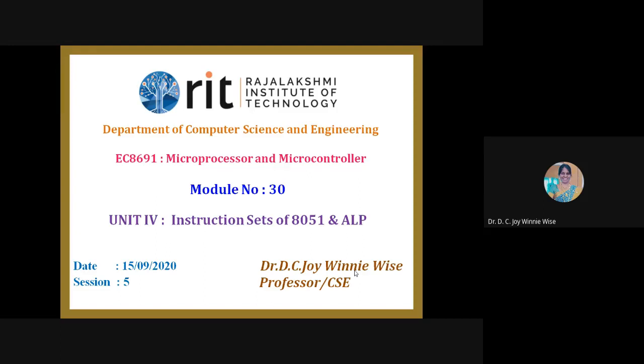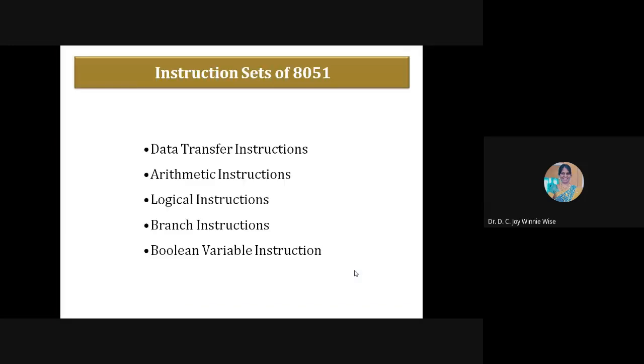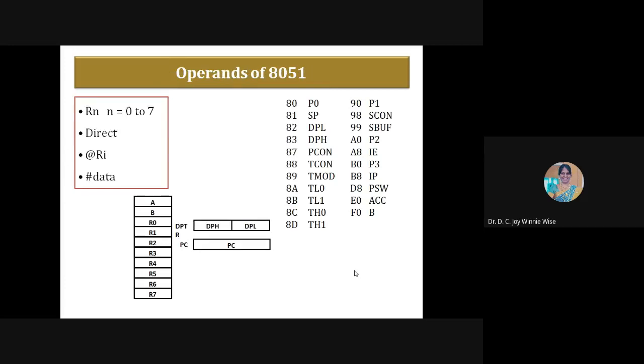Okay. So in the previous class, we saw the memory organization of the microcontroller. There are two types of memory: program memory and data memory. And then the instructions also. So actually, there are five types of instructions: data transfer, arithmetic, logical, branch, and Boolean variable instructions. We have already seen the data transfer instructions.